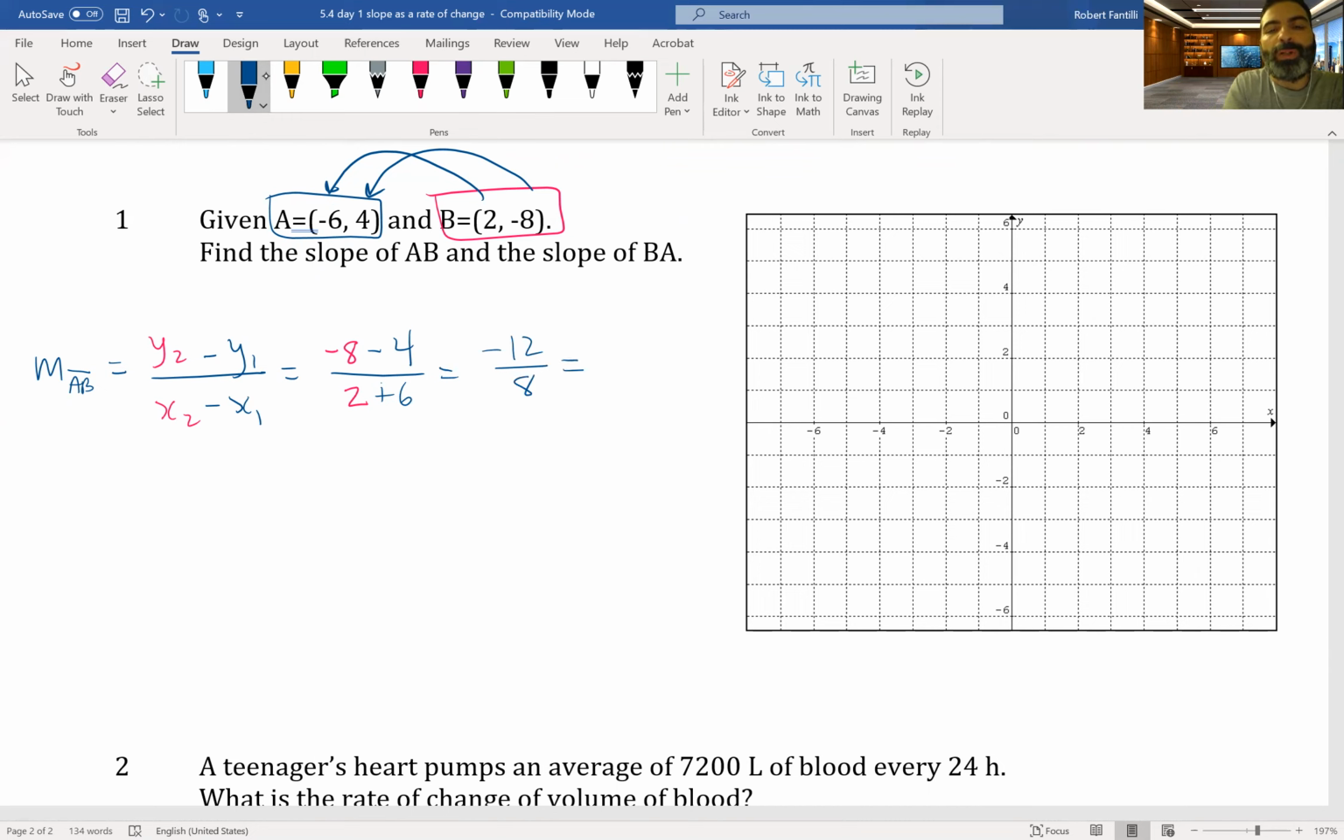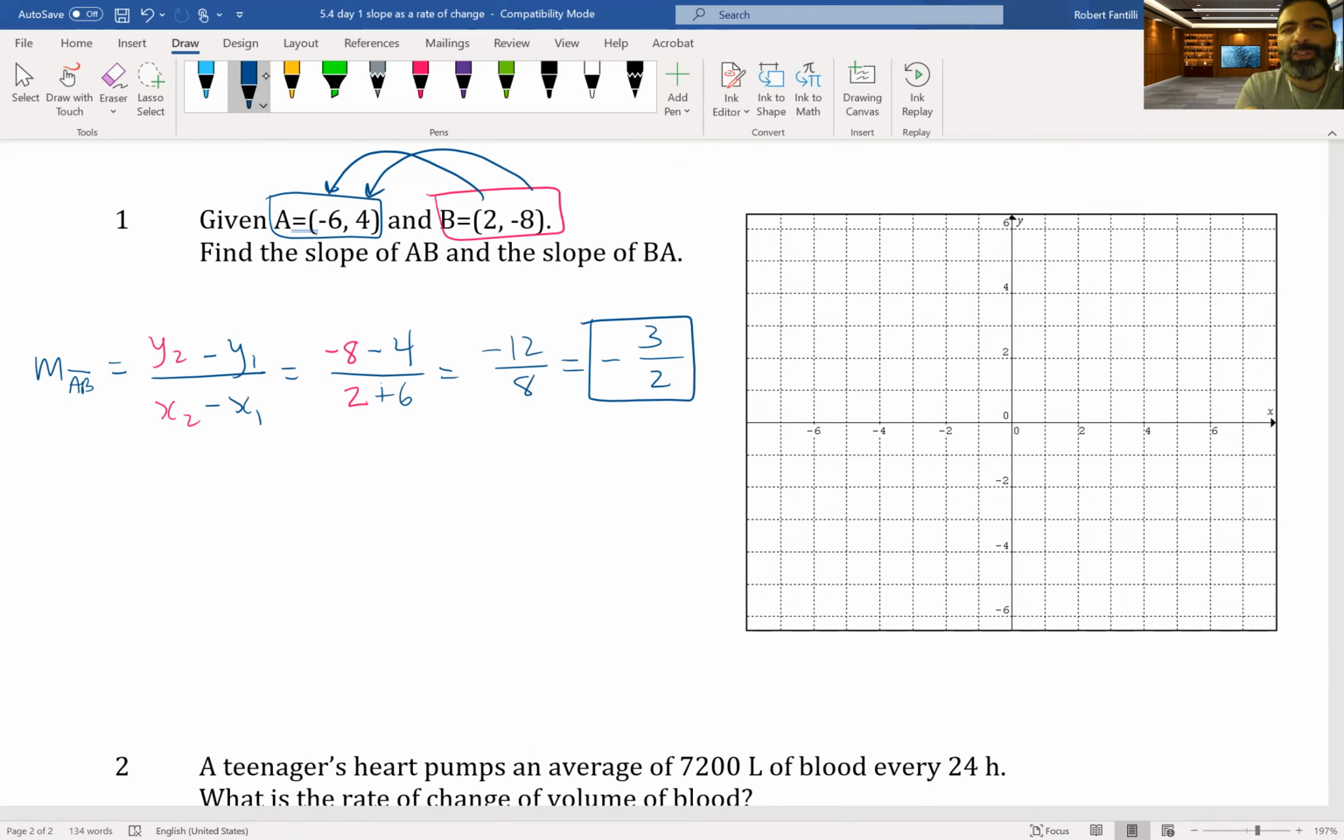4 goes into 12 3 times, but it's negative. So I'll put the negative in the middle. So that's 3, and 4 goes into 8 twice. Remember, it doesn't matter who gets the negative. It can go to the 3 if you like, or the 2, but either or and not both, because if they're both negative, then it's positive.